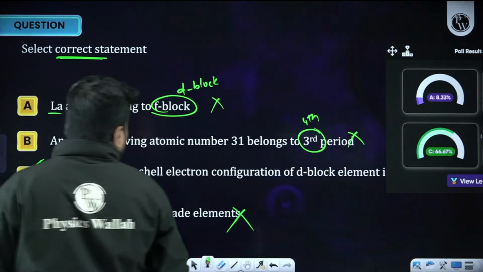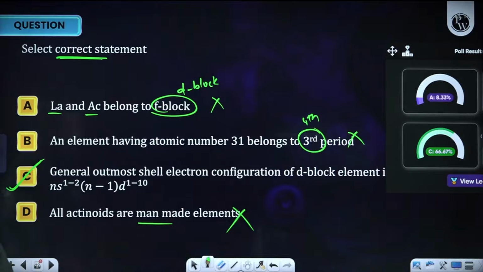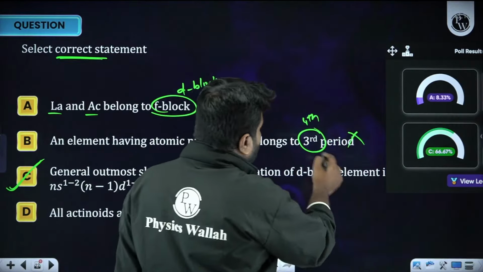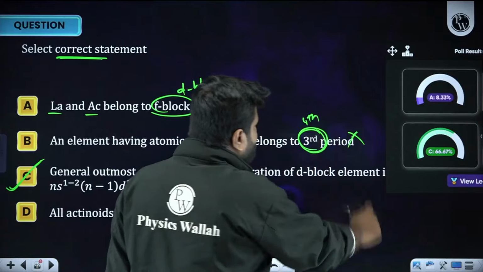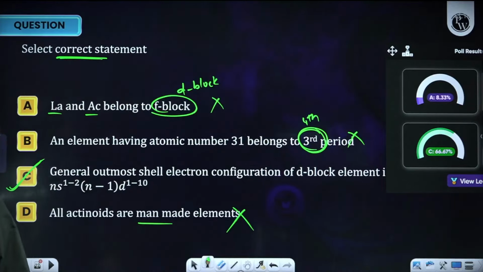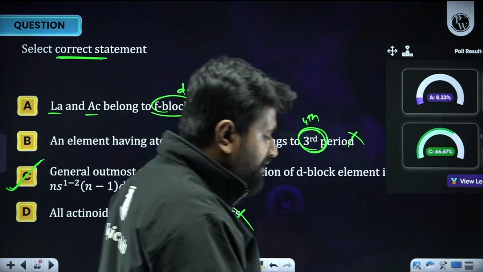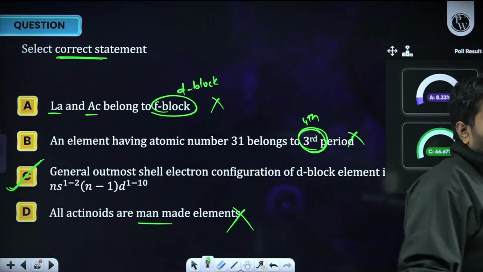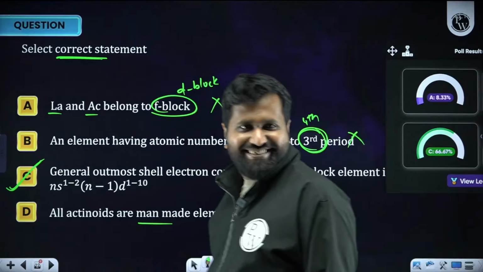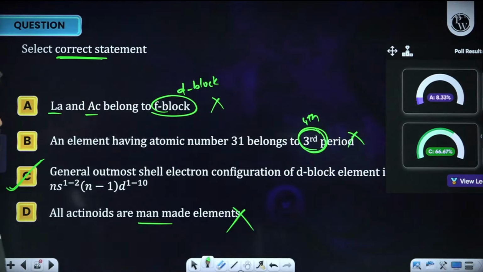Right? Tell me, after zinc is 30, so 31 means it will become fourth period. First period is hydrogen, helium. Second period is boron, carbon, nitrogen. Third period is aluminium, magnesium, everything. It is clear. So option C is the correct answer.